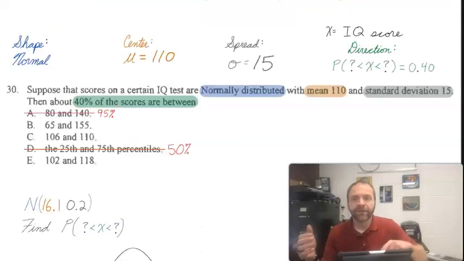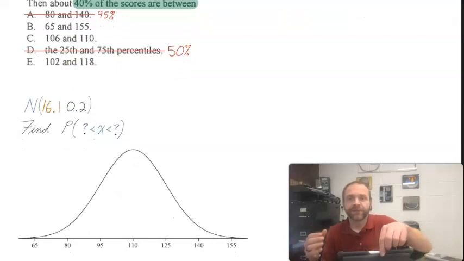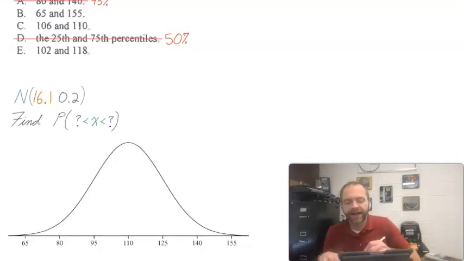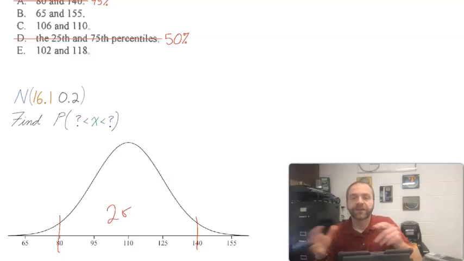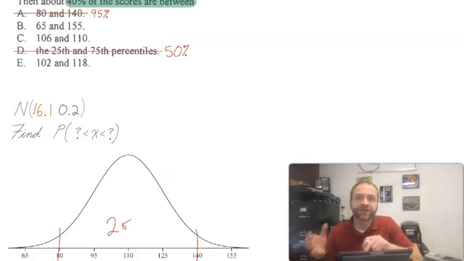So if I do that, I'm going to cross out option A first. And the reason why is if I look at my labels down here, I have 80 falling right here and 140 falling right here. That is two standard deviations within the mean. So there's your empirical rule. 95% of the information lies within two standard deviations. So we can cross out option A.